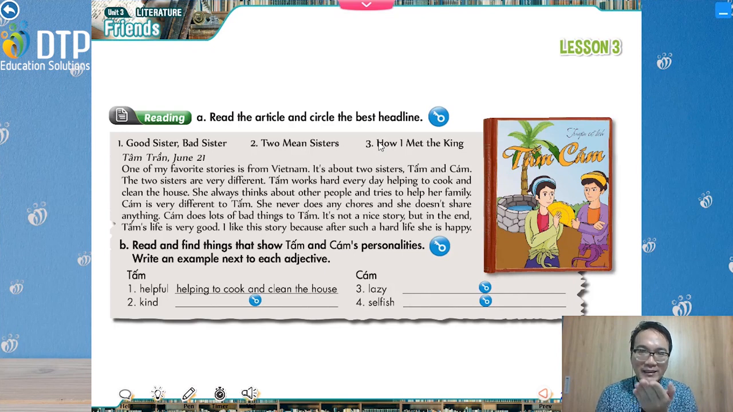You see the story of Tấm Cám. Tấm, good or bad? Cám, good or bad? Are they sisters? So number 1, is it? Maybe. 2 mean sisters. Mean here means you are not good, you behave in a very bad way. Mean là người sống rất là kỳ cục, rất là ích kỷ. How I met the king. The story is about a girl who met a king. We cannot know yet. So now you just read the article and circle the best headline, okay? Read it with me.